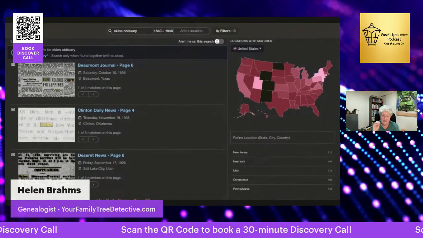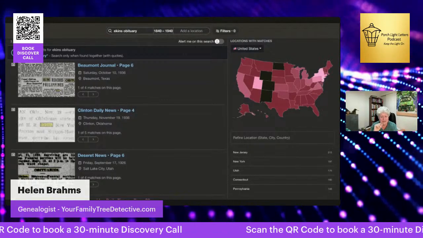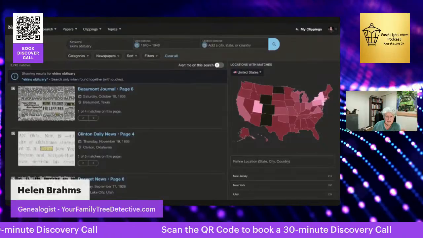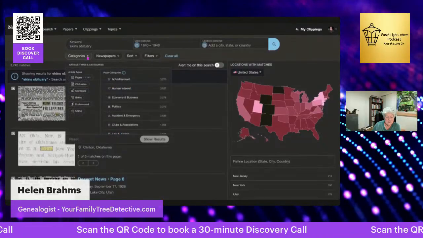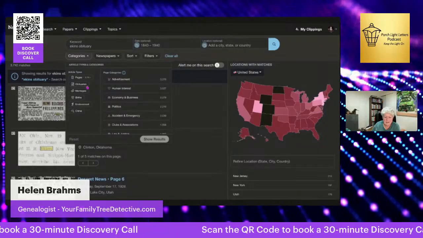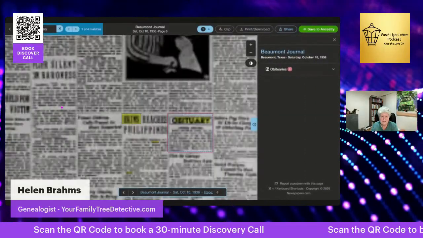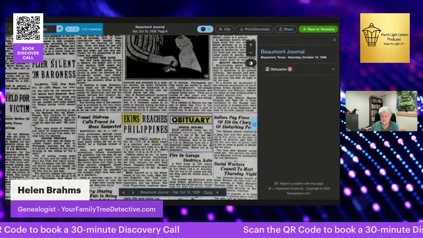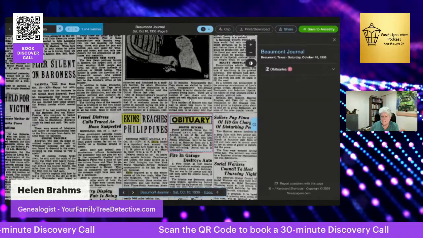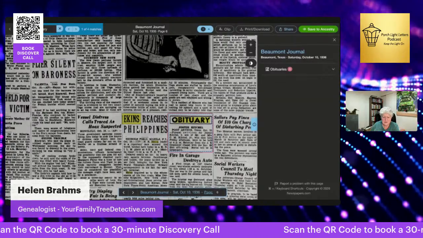It will look for a page that has both Eakins and obituary on it, not necessarily together. They used to have categories where you could click on obituaries and it would show only the obituaries. But I wanted to show you that if you did the search this way, you could end up with articles like this. That was in the Beaumont Journal in Beaumont, Texas, Saturday, October the 10th, 1936. Here is the obituary, and then Eakins reaches the Philippines.